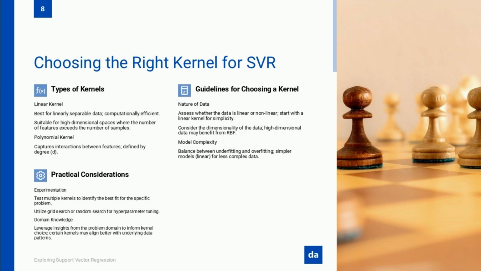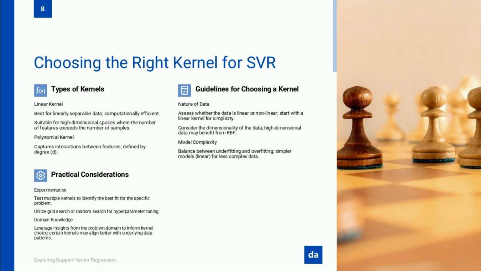There is no universal rule for selecting the best kernel, but there are some guidelines. If the data is simple and mostly linear, start with the linear kernel. If interactions between features are important, try the polynomial kernel. If the data is highly complex and nonlinear, the RBF kernel is usually the safest bet.